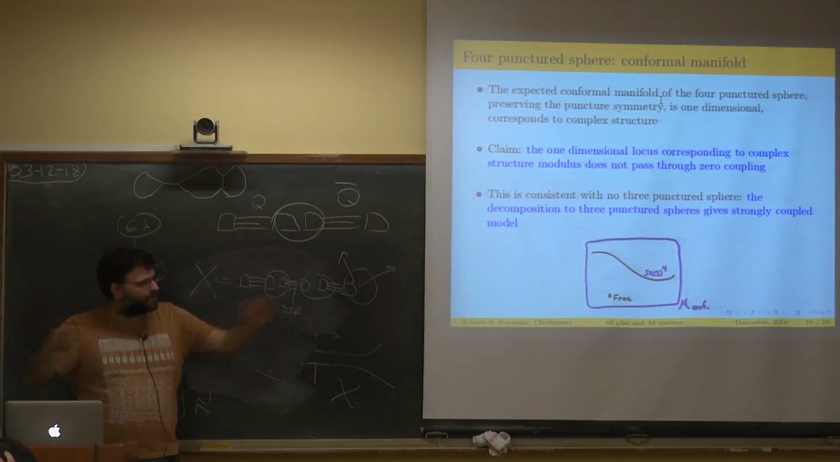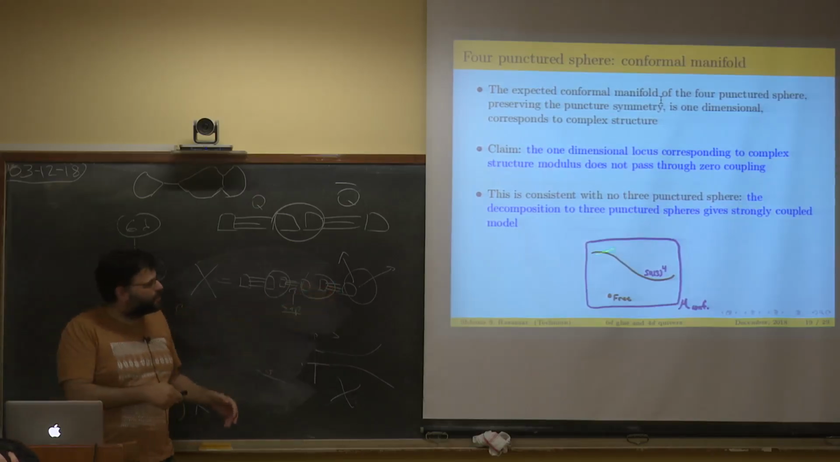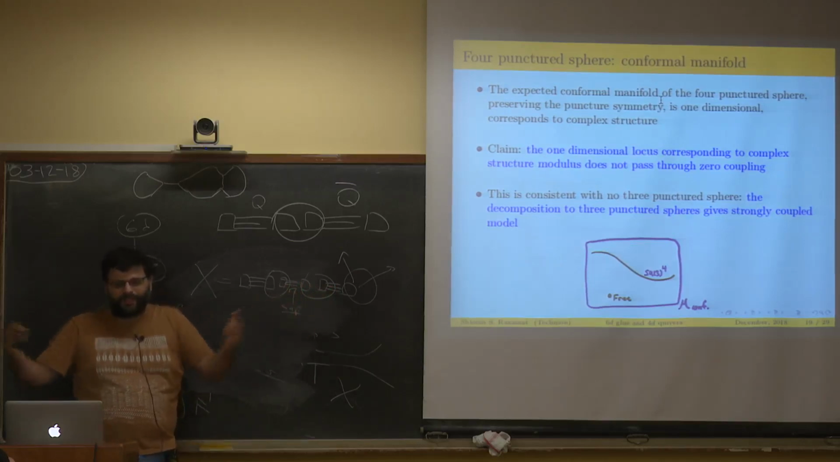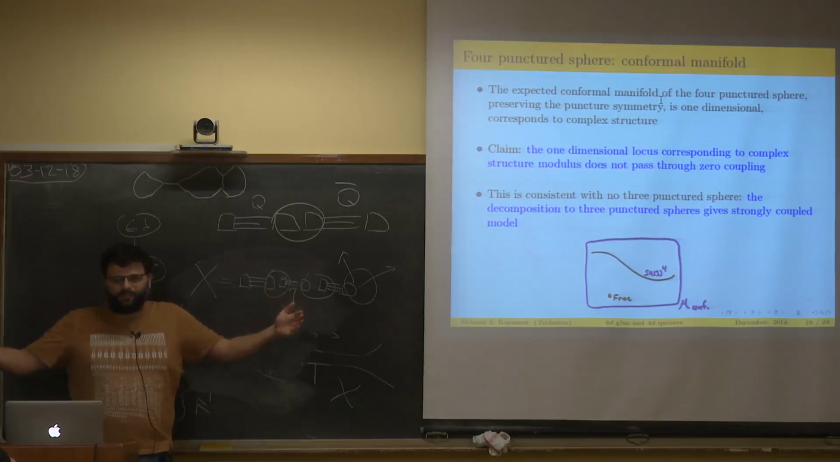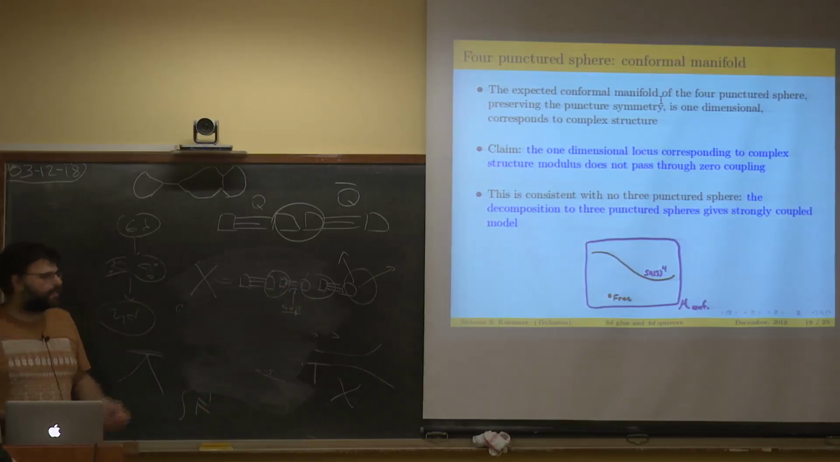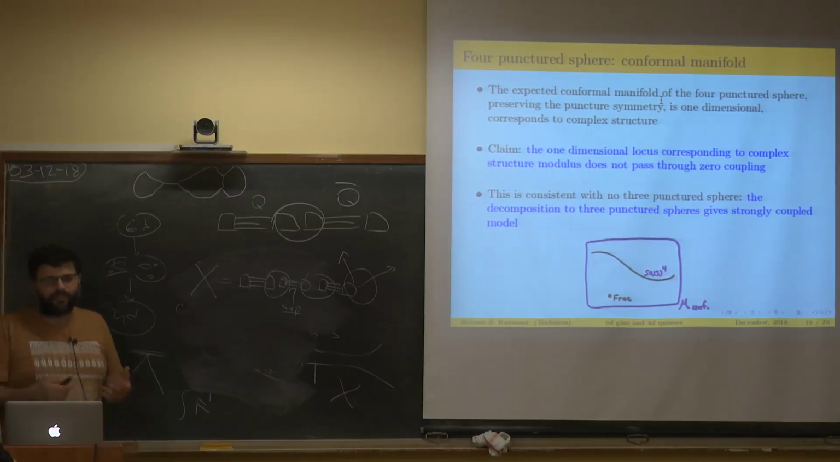So when going to this decoupling limit, you will go to some strongly coupled corner in this gauge theory description. You don't have a description of this decoupling in terms of a weakly coupled gauge theory. Exactly. Actually, it's the other way around. This is the picture to explain why we don't see it. It's an explanation why we don't have a 3 puncture sphere.